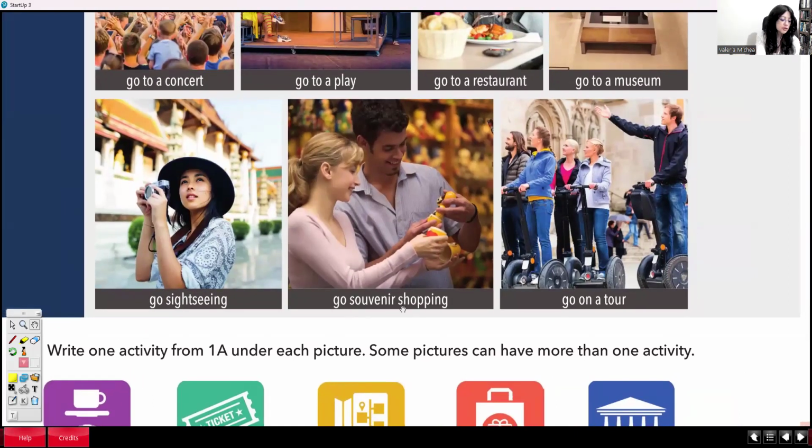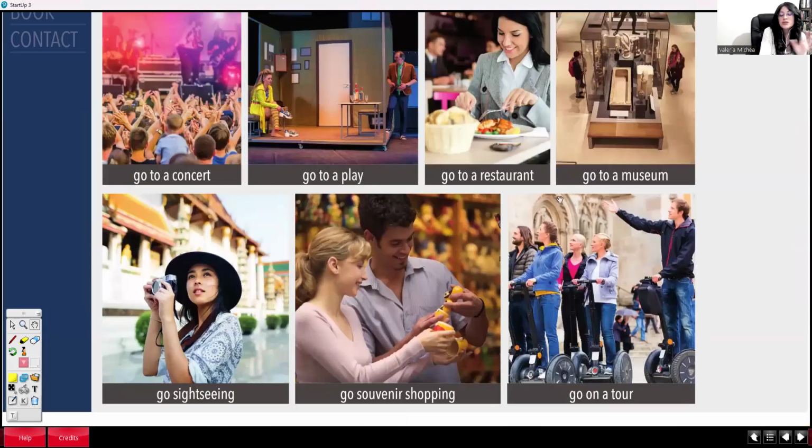Go souvenir shopping when you are in a different place and you buy some things for your loved ones, especially. And you can also go on a tour. You can go on a tour by walking, by bus, by this kind of scooters or something like that. So yeah, there are different ways on which you can go on a tour, right? So these are just activities that you can do wherever you are.